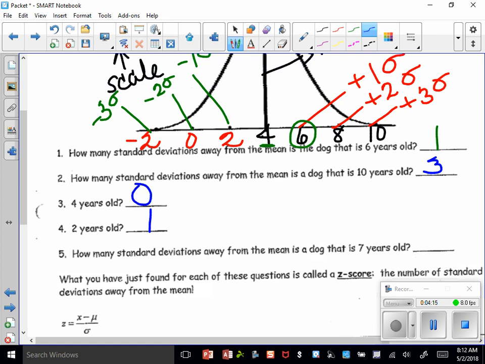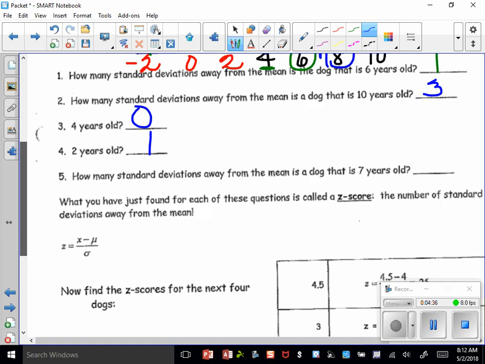Number 5 says, how many standard deviations away from the mean is a dog that is 7 years old? Mathematically, we can tell that 7 would land between 6 and 8, right in the middle of 6 and 8. So what would you say the answer is? 1.5.